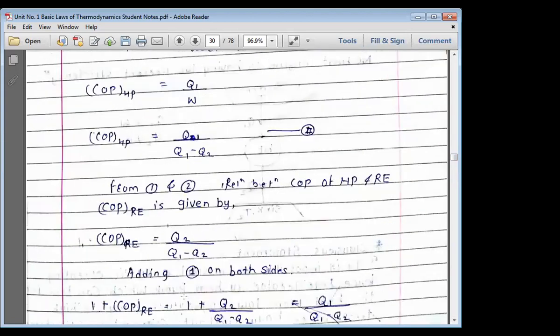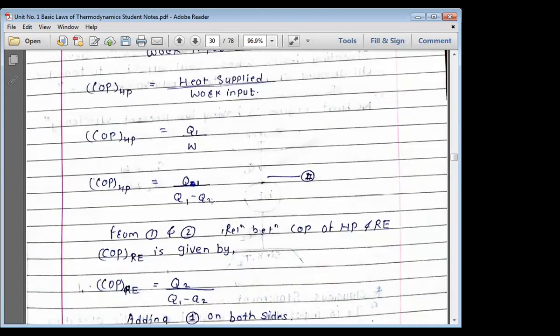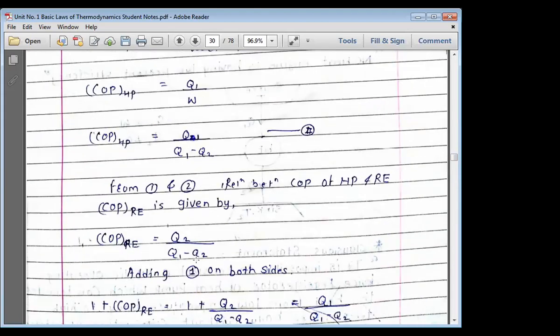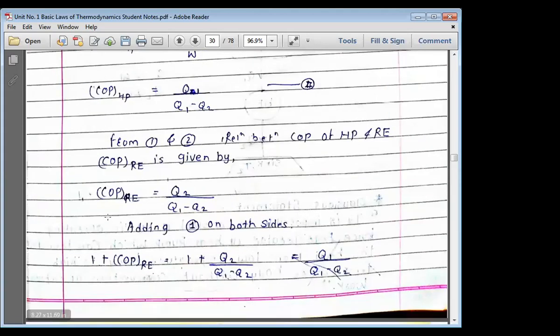Now what to do here: the COP of refrigerator is given by Q2 divided by Q1 minus Q2. We wrote heat extracted divided by work, that is Q1 minus Q2, heat supplied minus heat rejected. We are adding 1 on both sides. If we add 1 on one side, 1 plus COP of refrigerator is equal to 1 plus Q2 upon Q1 minus Q2.